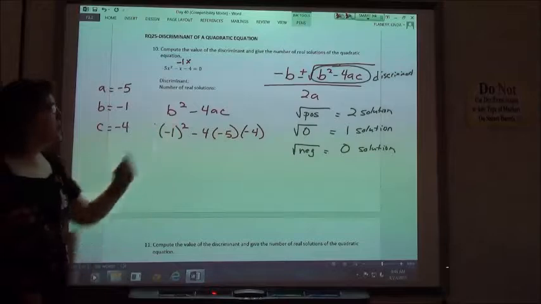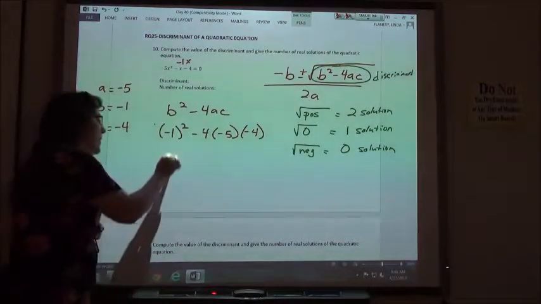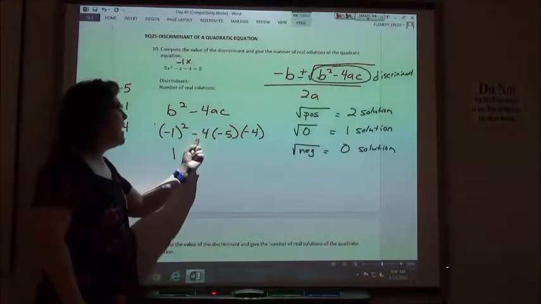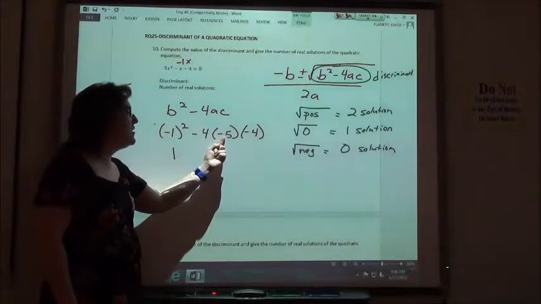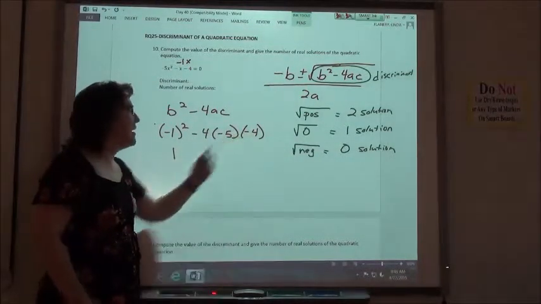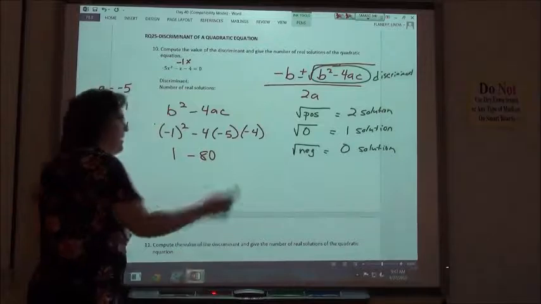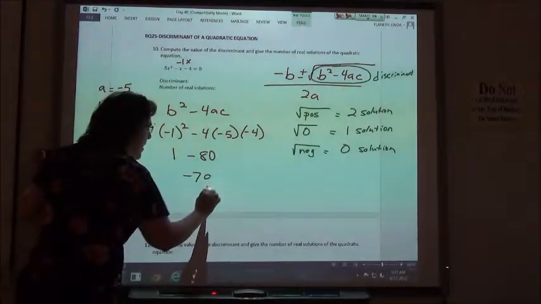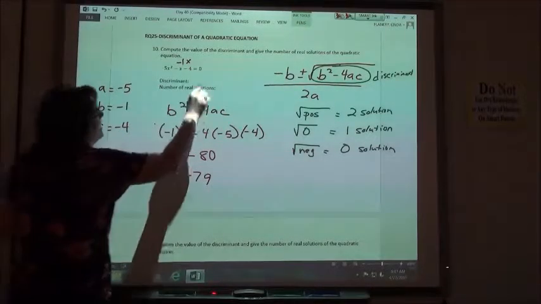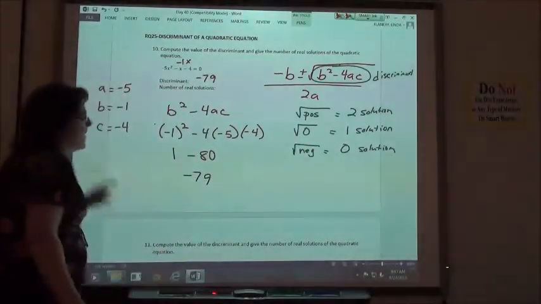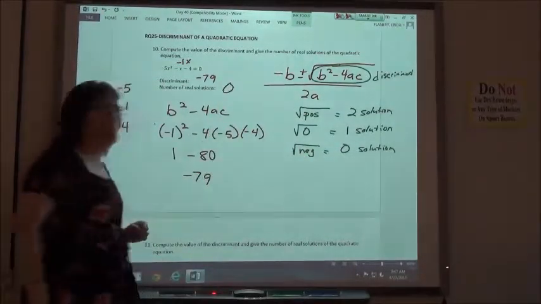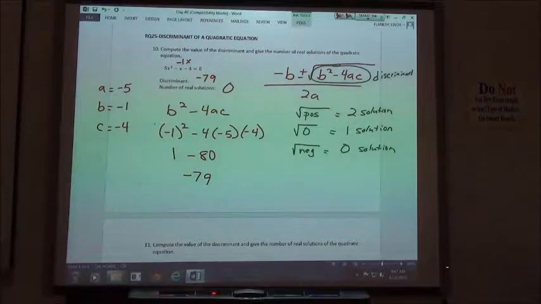Negative 1 squared, negative 1 times negative 1, is positive 1. Again, if you're using a calculator to do that, be sure to use the parentheses. Negative 4 times negative 5 is positive 20. 20 times negative 4 is negative 80. 1 minus 80 is negative 79. So the value of our discriminant is negative 79. If that number under the square root is negative, we can't do it, and so we're going to get 0 solutions to that problem.